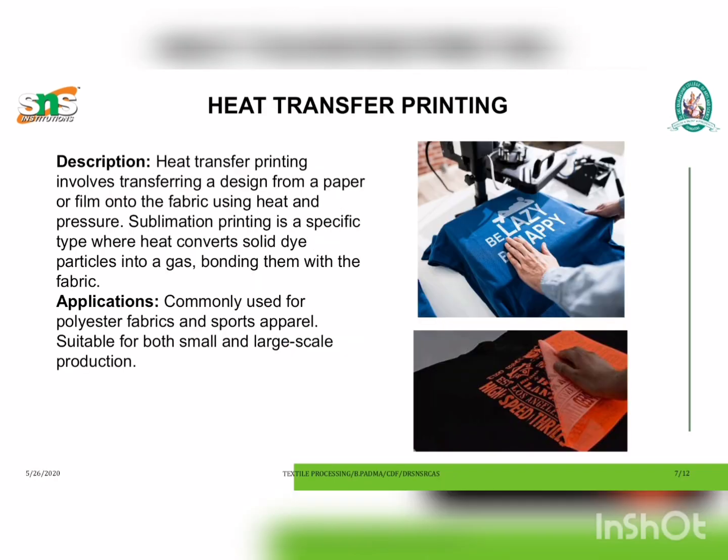Next, heat transfer printing. Description: heat transfer printing involves transferring a design from a paper or a film onto the fabric using heat and pressure. Sublimation printing is a specific type where heat converts solid dye particles into a gas, bonding them with the fabric. The applications: commonly used for polyester fabrics and sports apparel, suitable for both small and large scale production.